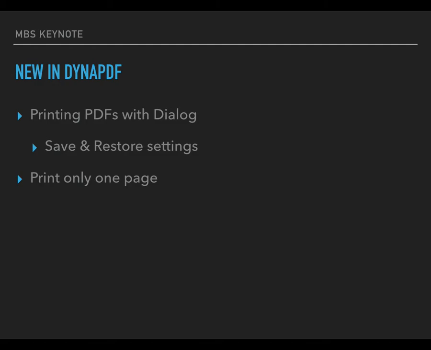We also can print PDF documents on Windows, and we got newer functions to use a dialog from the system to select the printer. And you can, of course, save and restore the settings the user made, so you can maybe have him set it up once and then automatically print with the same settings all the time. We can print the whole document in memory, or we can print only one page. For example, you can use that to have an application sitting somewhere, you press buttons and then it will automatically send documents to the printer.